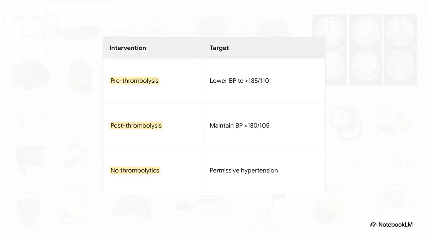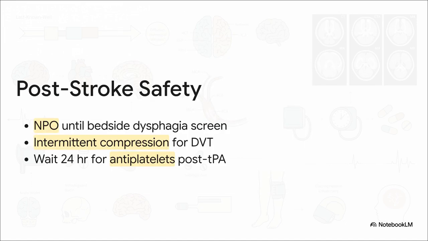Speaking of blood pressure, managing those targets is critical. Prior to thrombolysis, you have to lower the BP below 185/110, and after, keep it below 180/105 for a full 24 hours. But here's the flip side. If thrombolytics aren't indicated, you allow permissive hypertension. You want to maintain perfusion to that ischemic penumbra, so you only lower it if it hits extreme limits, like 220/120.